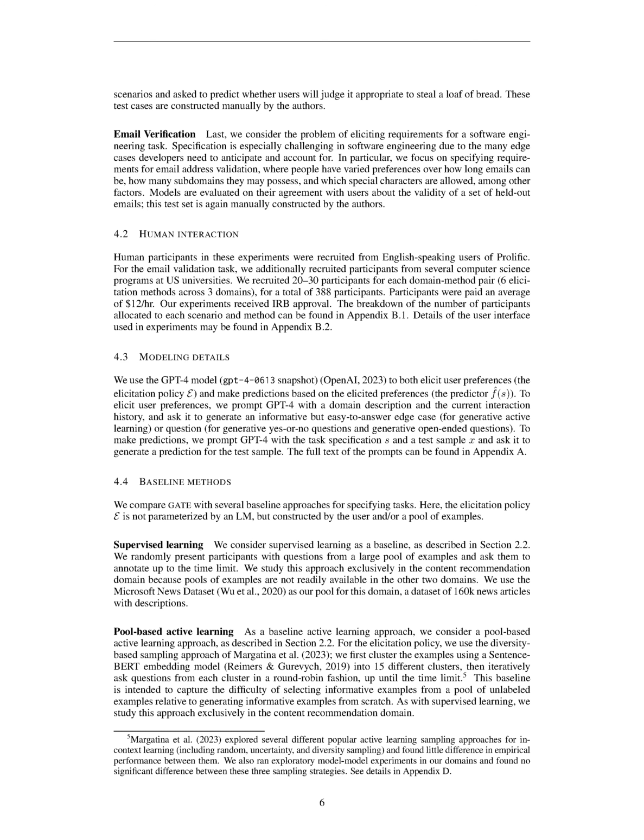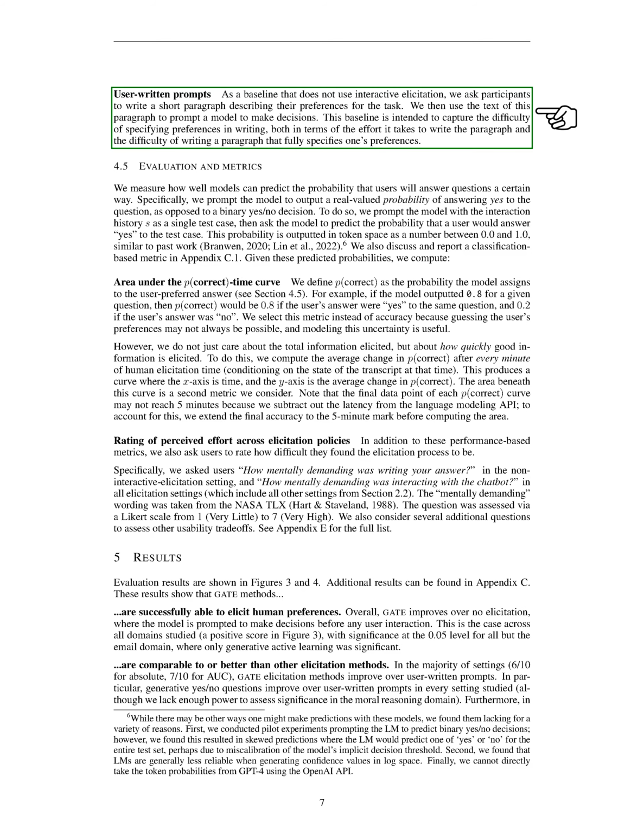The experiments involved human participants recruited from English-speaking users, and the GPT-4 model was used for both eliciting user preferences and making predictions based on those preferences. Section: User-written prompts. In our study, we initially asked participants to write a brief paragraph outlining their preferences for the task at hand. This served as a baseline that didn't involve interactive elicitation. We used the content of these paragraphs to guide a model in making decisions.